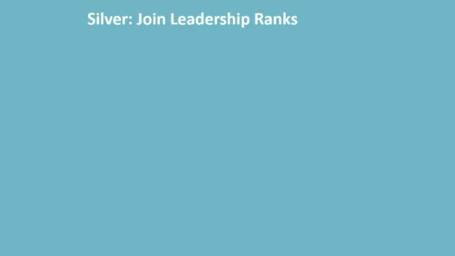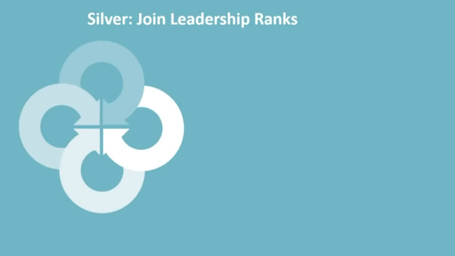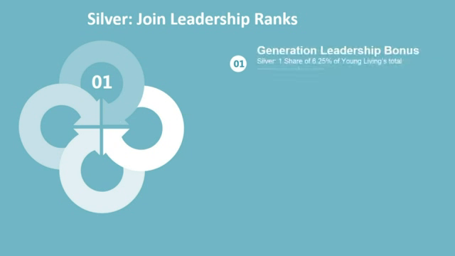As a silver, you join the leadership ranks. You will also get additional bonuses, payouts, and perks, such as Generation Leadership Bonus. You get 1 share of 6.25% of Young Living's total commissionable sales as a silver. Now, 1 share is equivalent to approximately USD 130 to USD 160.